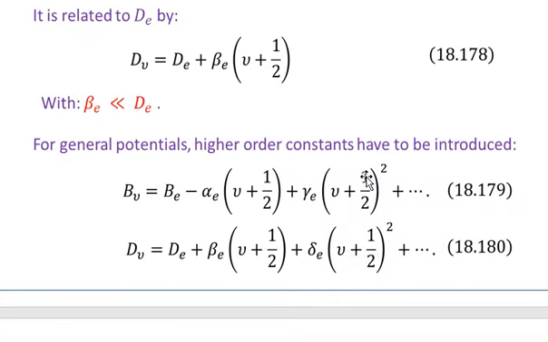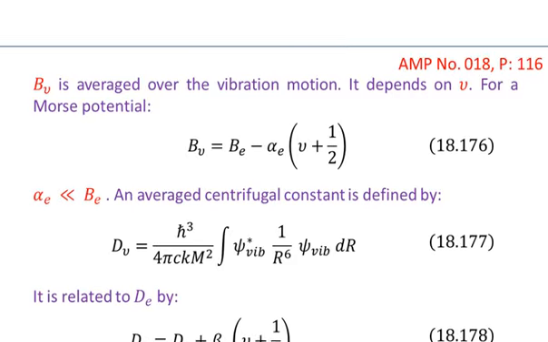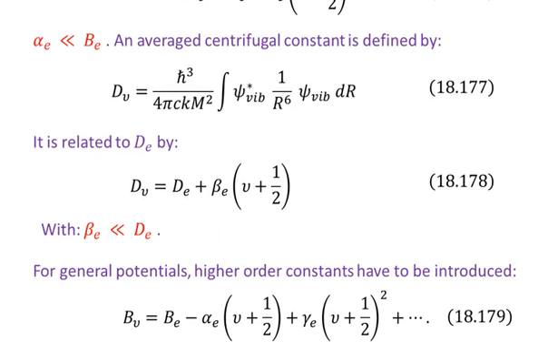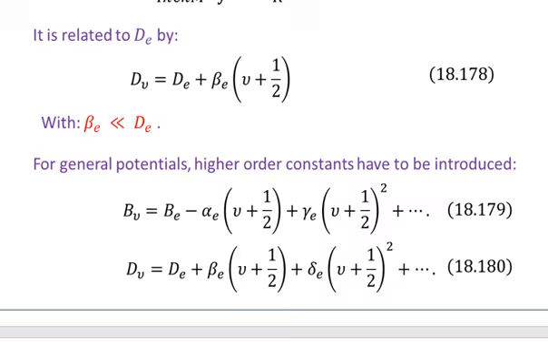For a general potential, higher order constants have to be introduced. So you see that as I have defined these constants, for example, I have defined the constant BV in equation number 176, I have defined the constant DV in equation number 177, and also related it to the constant DE in equation number 178. I can expand BV and DV using equations 176 and 178, and this is the expansion of these terms.